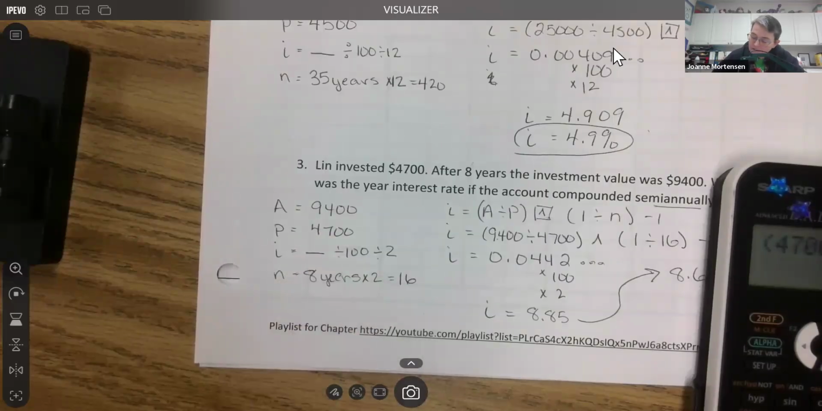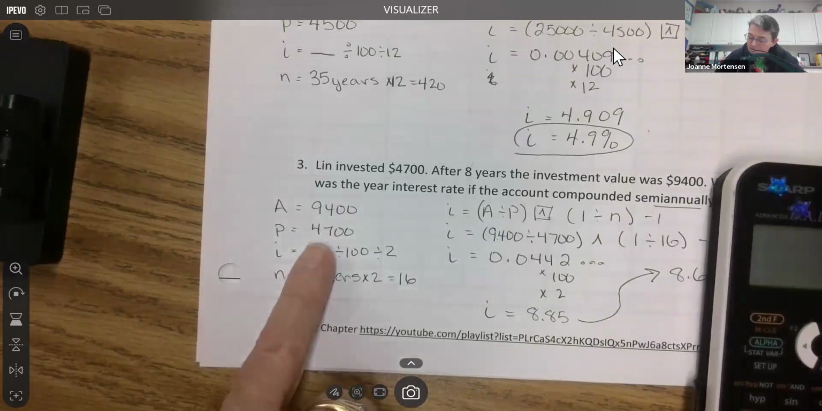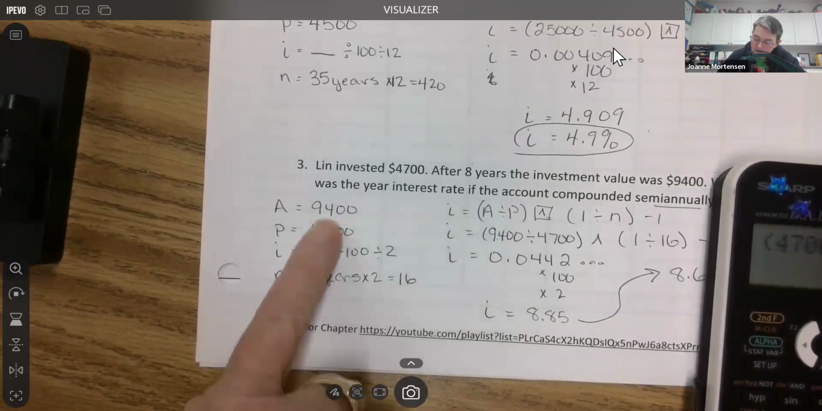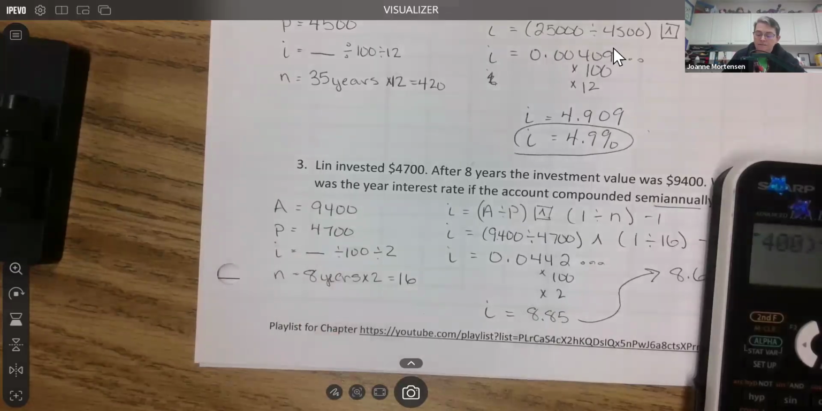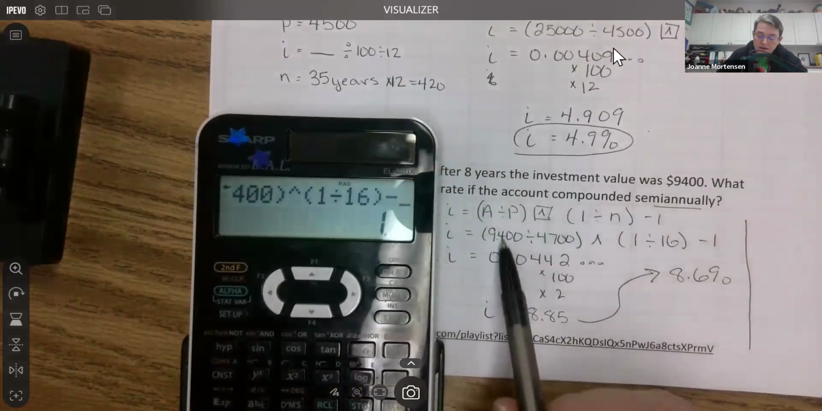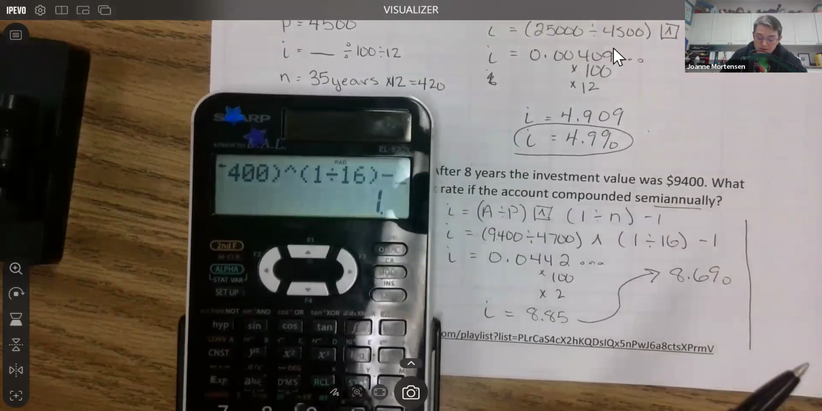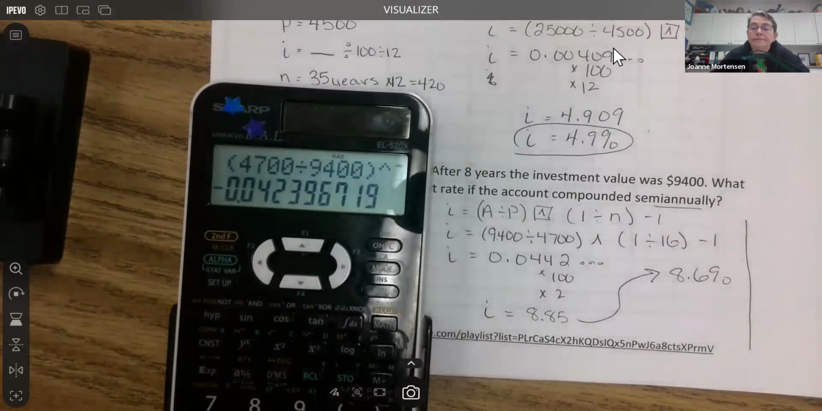See, the universe is saying, stop it. Caret 1 divided by 16. The universe is just telling me, cut it out. I'm doing it anyway. One more time. 4,700 divided by 9,400. Close my brackets. Start an experiment. Open a bracket, 1 divided by 16, close the bracket, minus 1. So all I did, and of course you can see that on my calculator, is I flipped these two.